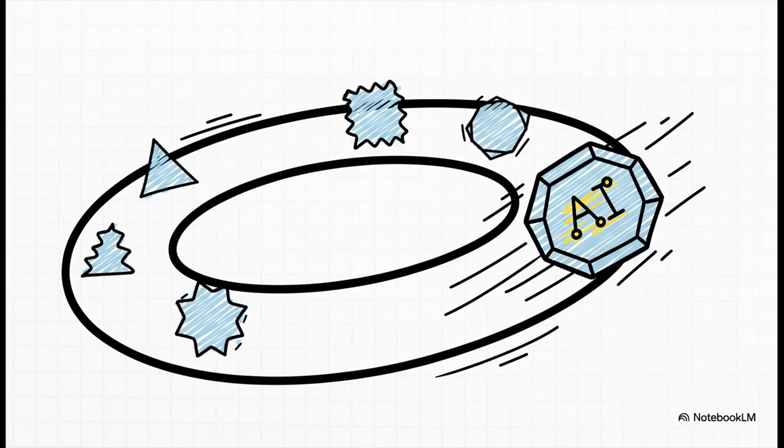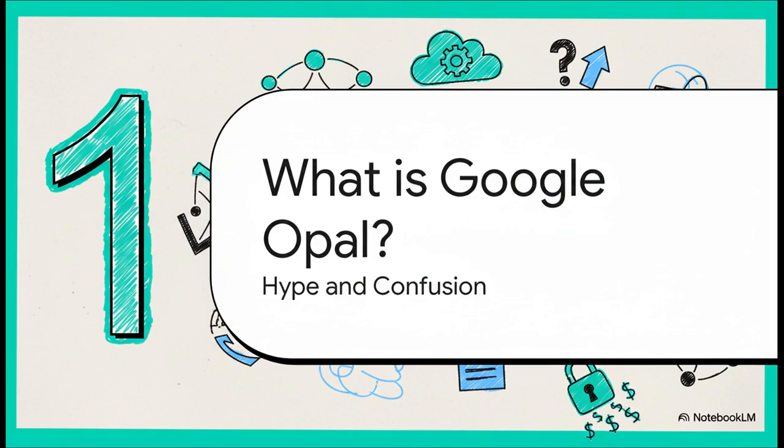So, of course, jumping right into this race is Google. And they've got a really powerful new entry into this whole no-code AI world. Today, we're going to dive deep into this experimental tool they're calling Opal. Okay, so let's get right into it. What exactly is Google Opal? And, just as importantly, what is it not? Because believe me, there's a ton of confusion out there.